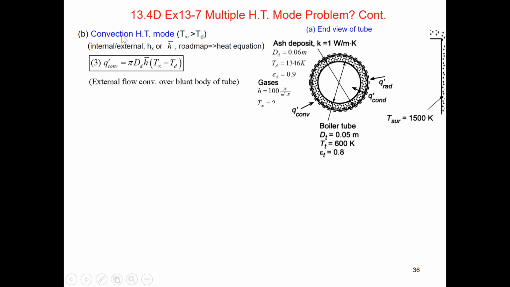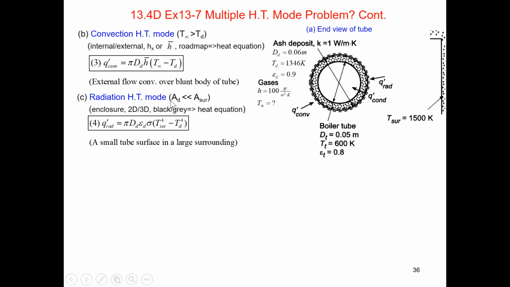B. For convection heat transfer mode, you need to consider whether it is internal flow convection or external flow convection, whether it is local heat transfer coefficient or averaged heat transfer coefficient, and which roadmap to use for Nusselt number. Equation 3 is selected for our external flow convection over a blunt body of tube. C. For radiation heat transfer mode, you need to consider the enclosure, whether it is 2D or 3D geometry, or black body or gray body, black or gray surface. Equation 4 is selected for our case, which is a small tube surface in a large surrounding.